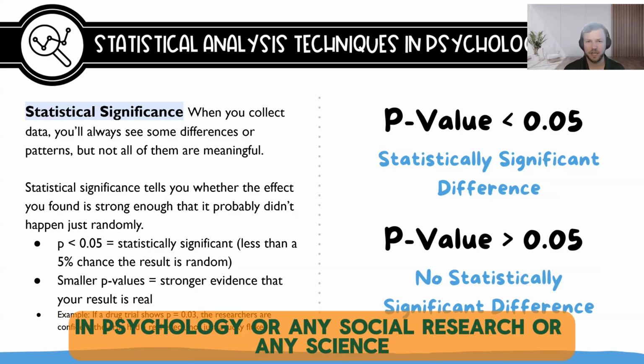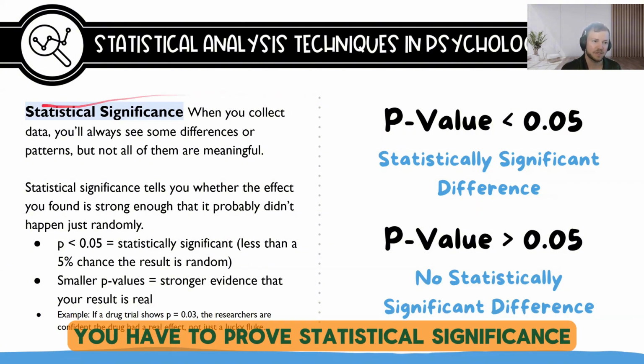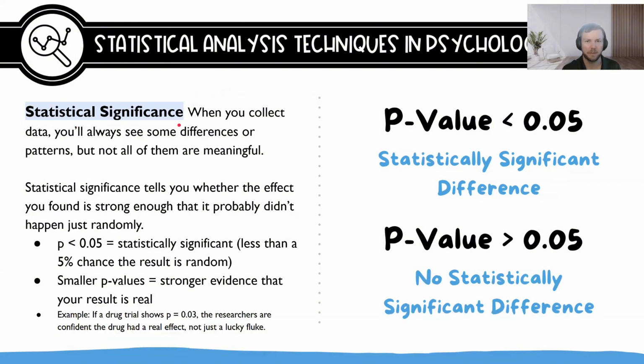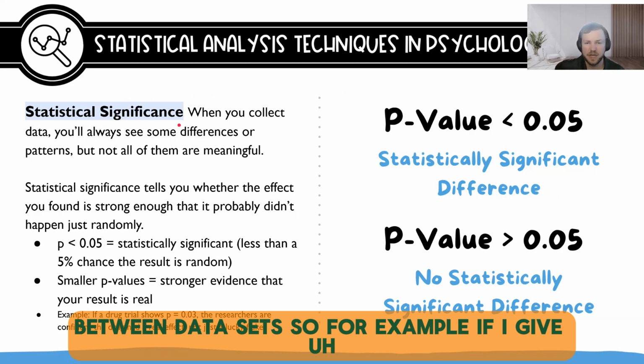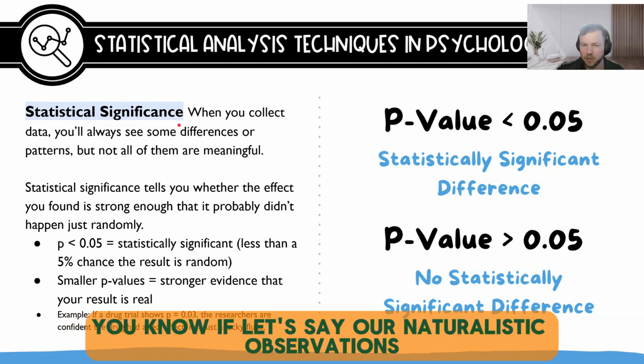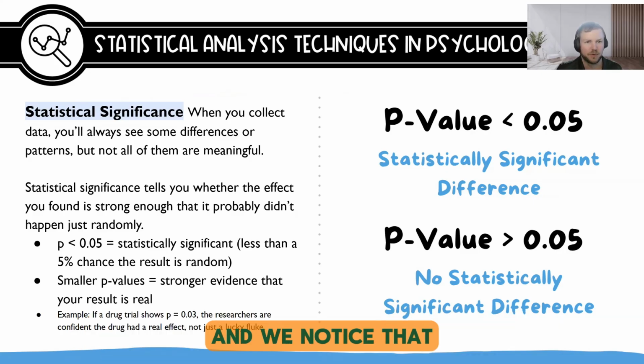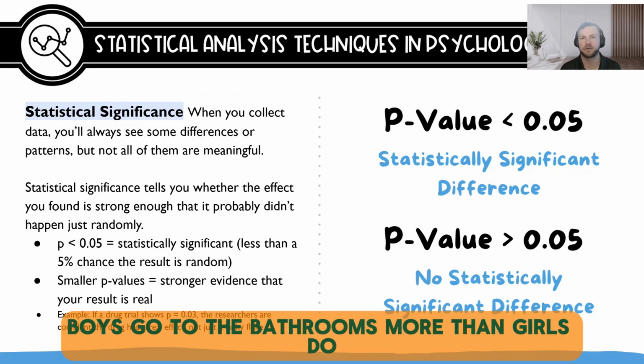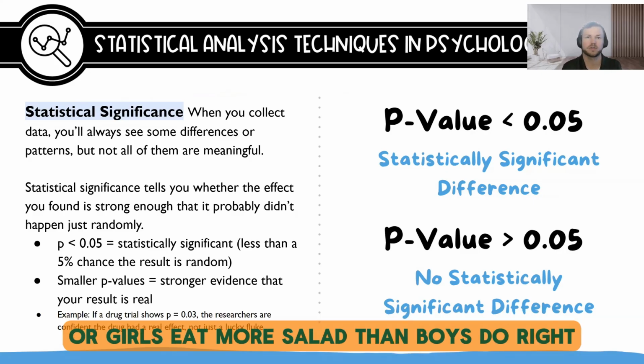In psychology or any social research or any science, you have to prove statistical significance between data sets. So for example, let's say in our naturalistic observations, we notice that boys go to the bathrooms more than girls do, or girls eat more salad than boys do, right?